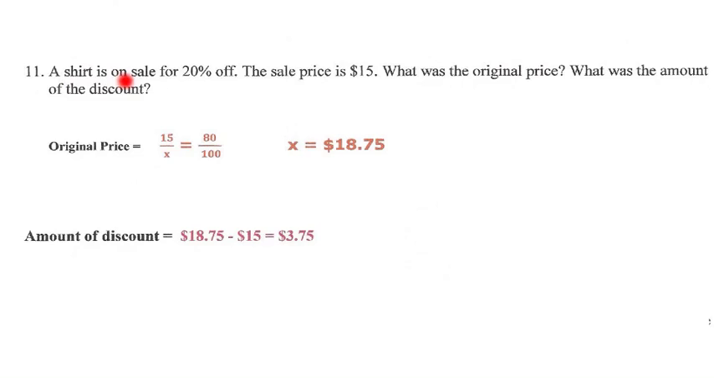Number 11. A shirt is on sale for 20% off. The sale price is $15. What was the original price? What was the amount of discount? So for the original price, you take 15, that's the sale price, is 80%, equals X over 100, because if it was 20% off, then $15 is 80% of the total cost. So the original price was $18.75. Now it's asking for the amount of discount, so you have to subtract 15 from $18.75, and the amount of discount is $3.75.